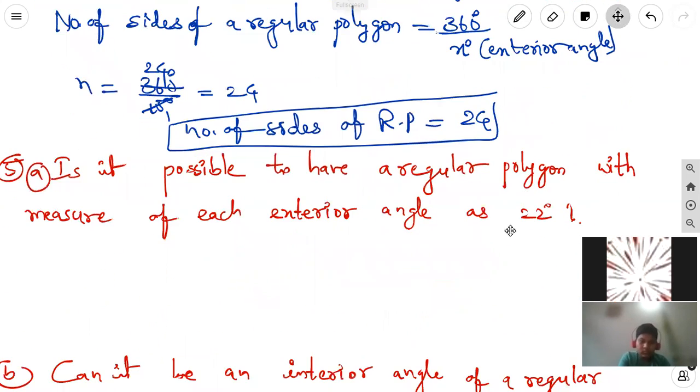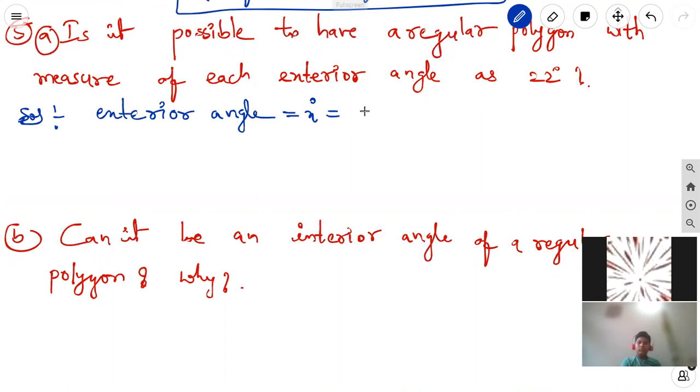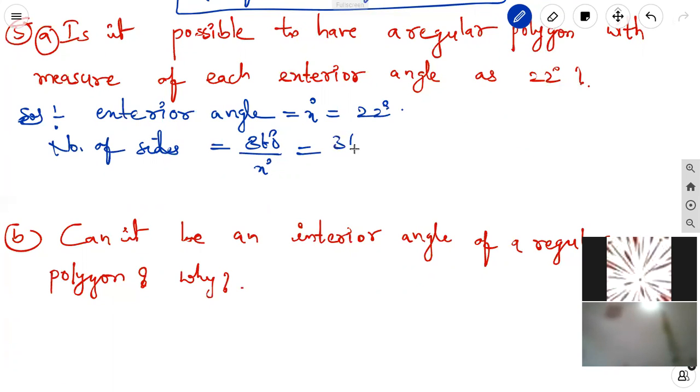Next, fifth question. In this, is it possible to have a regular polygon with measure of each exterior angle 22 degrees? We know that here they have given the exterior angle. Exterior angle is equal to x degrees equal to 22 degrees. The number of sides equal to 360 degrees by x degrees. Here 360 degrees by 22 degrees. Here 360 divides with 22.